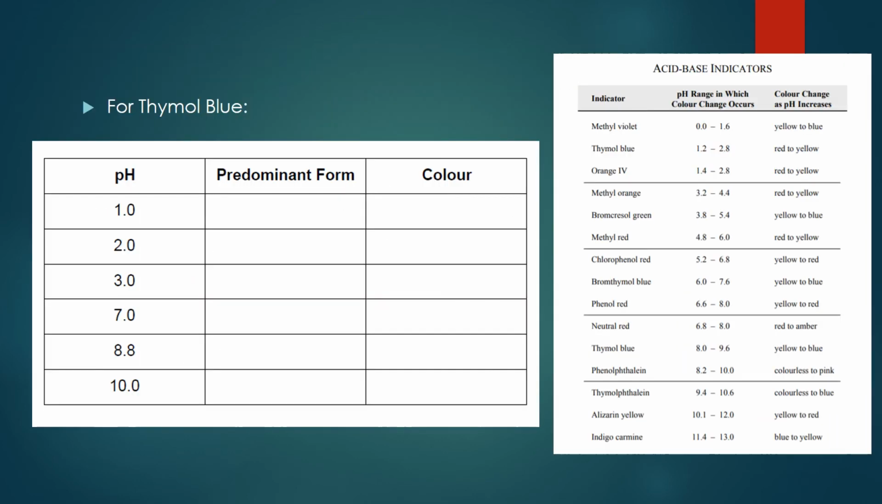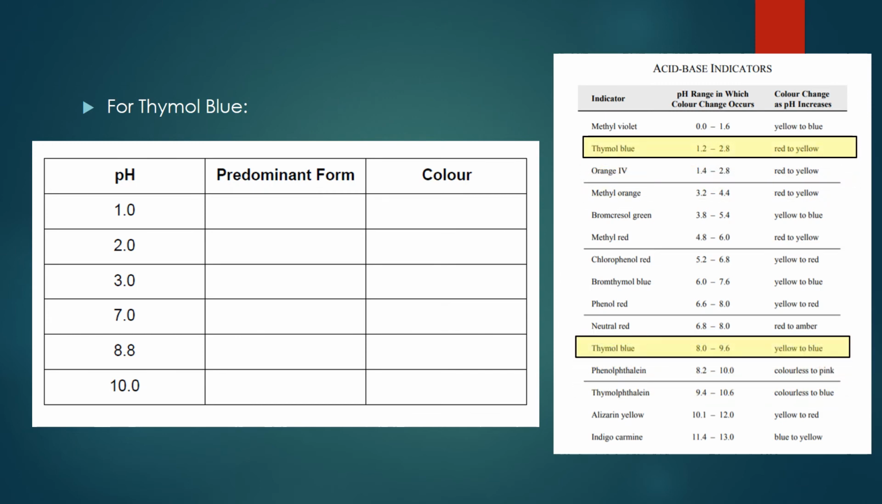Thymol Blue is one of the most useful indicator solutions we can have when trying to make an indicator that will change color across a whole pH range. If you take a look at a pH of 1, when we have a pH of 1.0, the only form I'm going to have is the Thymol Blue with 2 extra protons, 2 extra hydrogen ions. And so that form is going to be completely red.